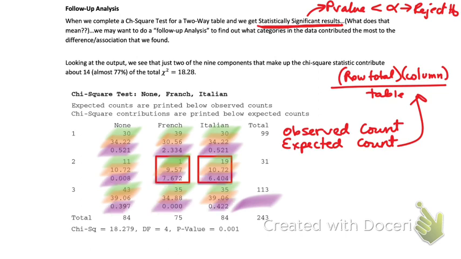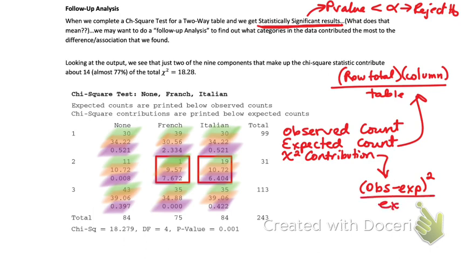These are the chi-squared contributions for each of these cells. How do you get the chi-squared contribution? In the calculator. Yeah, but how do you get it by hand if you needed it? Observed minus expected, squared, divided by expected. So each of these is the observed minus the expected squared divided by the expected, and I get that number. Observed minus expected squared divided by expected, I get that number.